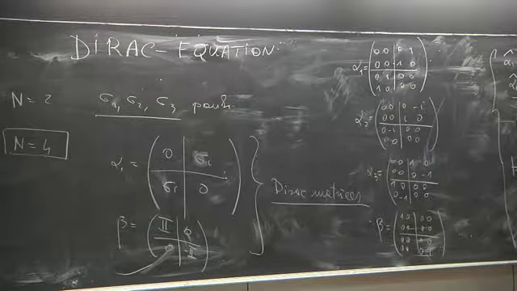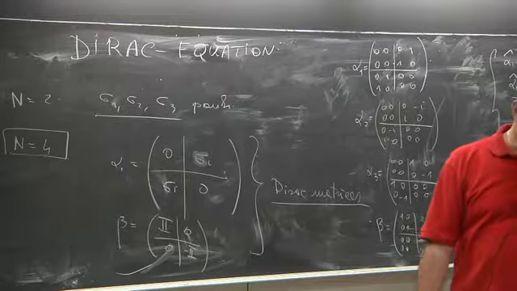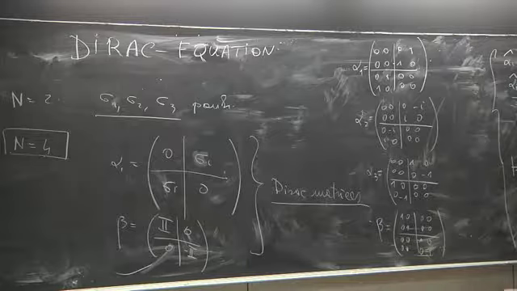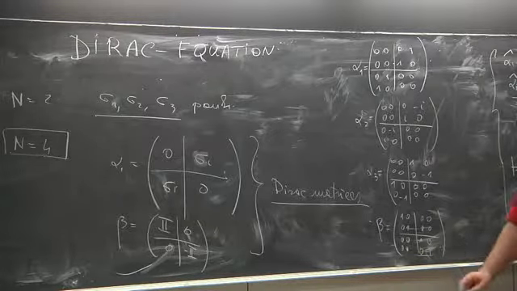So this is the smallest realization of the Dirac equation, and you can check that they anti-commute, that they have all these properties. Okay, we stop here.